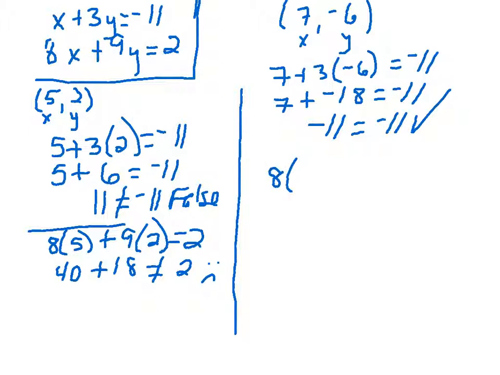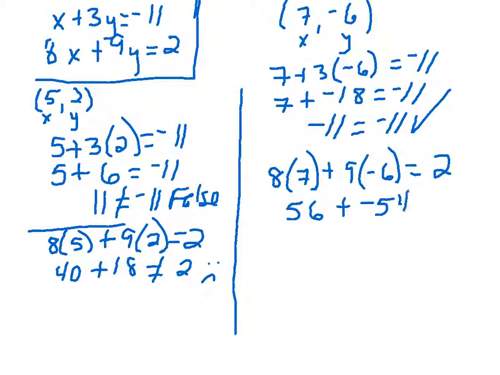8 times our x, which is 7, plus 9 times negative 6, which is our y. Does that equal positive 2? 8 times 7, 56. 9 times negative 6. Hey, this is a friendly ordered pair. 2 equals 2. Bingo.